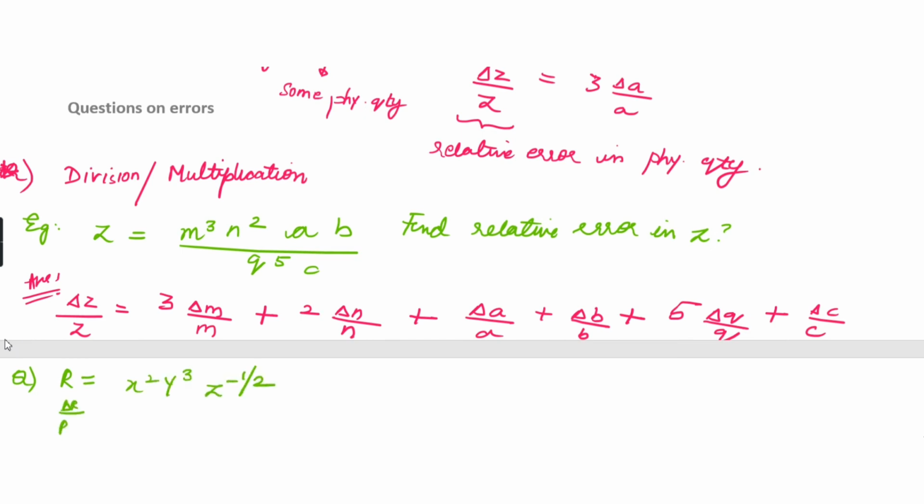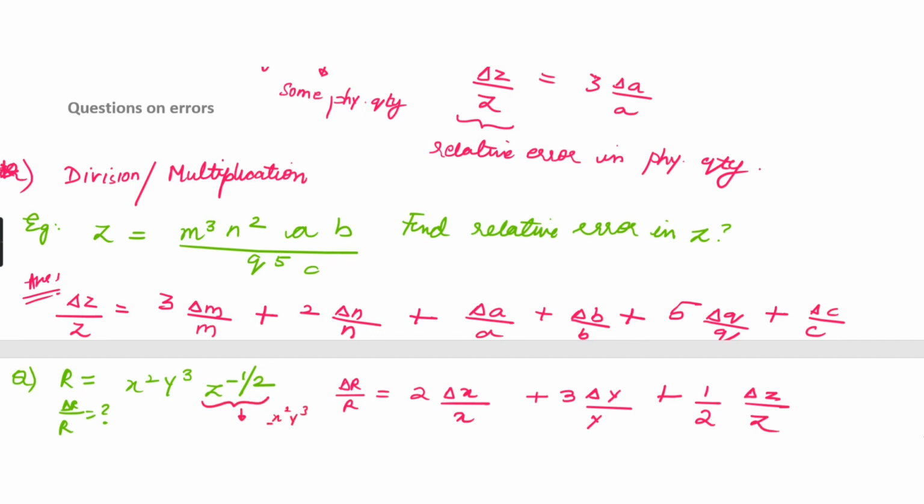So yes, when you solve, bring 2 to the front, you'll get 2 into del x by x plus 3 into del y by y plus 1 by 2 del z by z. So whether it is a negative power or positive power, whether it is the numerator or denominator, always you should add. Just bring the power to the front. So z power minus 1 by 2 is nothing but x square y cube by, the minus denotes it is division, isn't it, by z power 1 by 2. That's why we get like this.